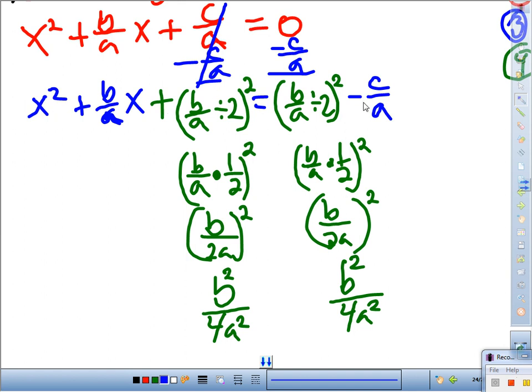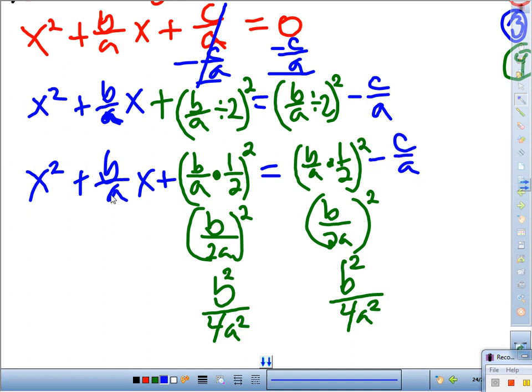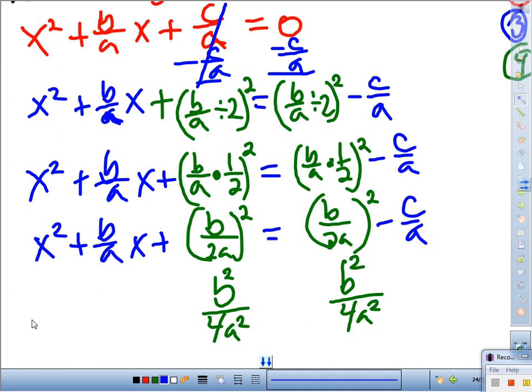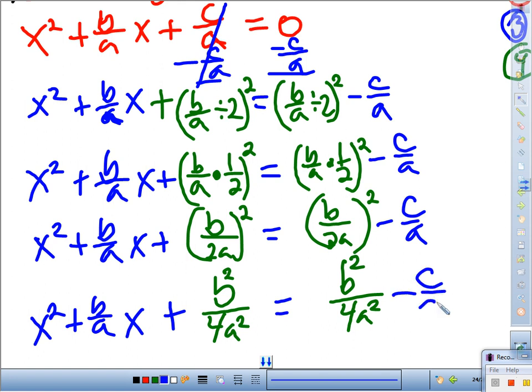Imagine I bring them down 4 different steps. So I do this. X squared plus b over ax plus that equal to that minus what? C over a. What do I do it again? X squared plus b over ax plus this equal to that minus c over a. Notice that I'm just bringing it down, yes? And then do it again. X squared plus b over ax plus this equal to that minus c over a. Is everybody following up to right there?